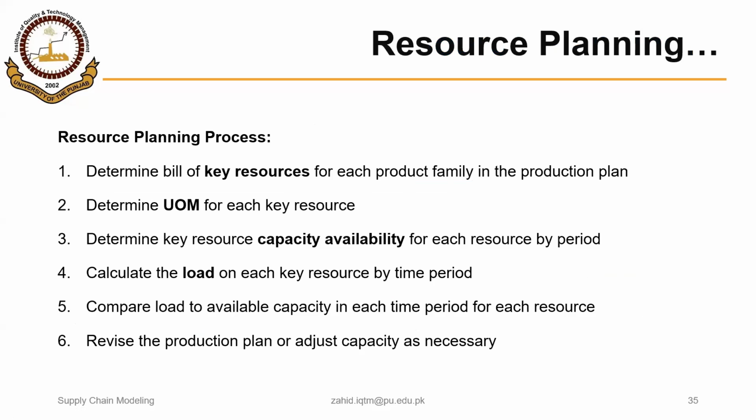So these are the steps in resource planning. So first you have to determine the bill of key resources or the list of resources for each product family in the production plan. You have to determine the unit of measure for each key resource. Then you have to determine the capacity availability for each resource by period. So for example, if you are making the plan for next month, you should have the capacity availability data for each day of the month. Then you have to calculate the load on each key resource by time period. So load means demand.